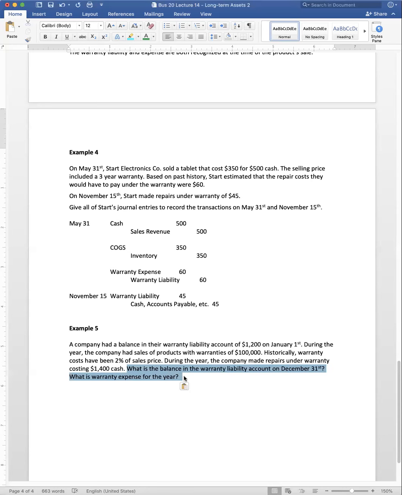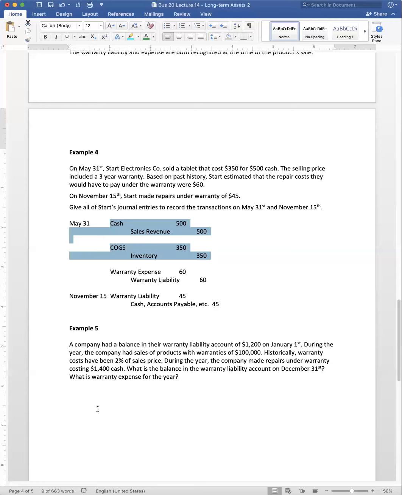Okay, before we get to the actual questions, since we're still just learning, let's just do the same thing we did in the previous question, which is go through the journal entries that are required. So first we know that during the year, the company had sales of products with warranties of $1,000. Okay, so we know that there's going to be some entry to record the sales revenue and an entry to record the inventory and cost of goods sold. Those are going to be there, but we don't have enough information to fill those out right now.